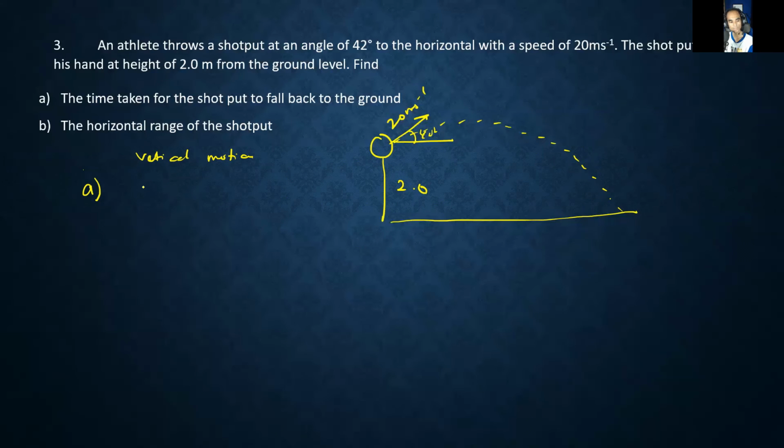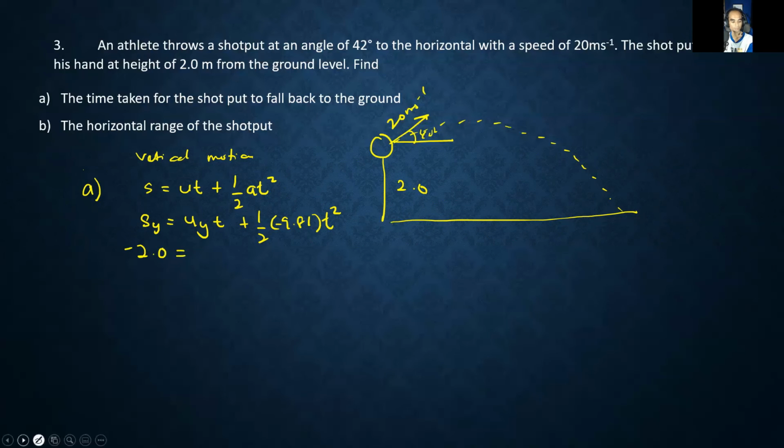So the question is the time taken. We use the equation S equals UT plus 1/2 AT squared. Vertically, SY equals UY T plus 1/2 times 9.81 negative T squared. Now we say SY equals -2. Why do we call it -2? Because it's going to touch the ground at that point.